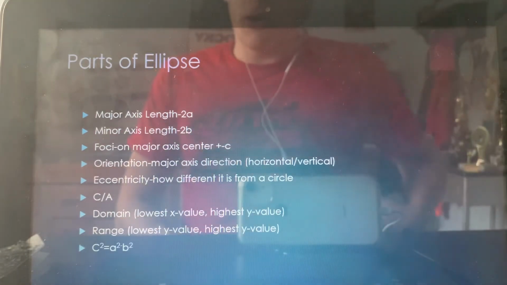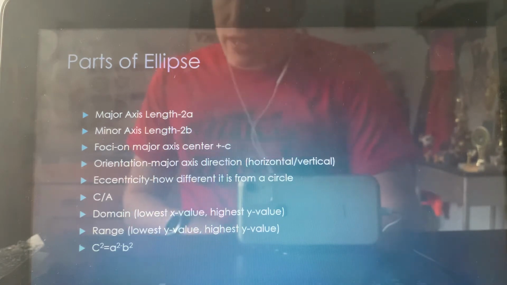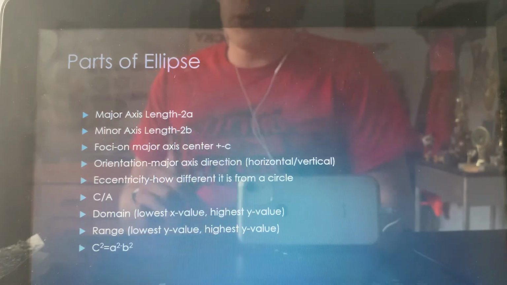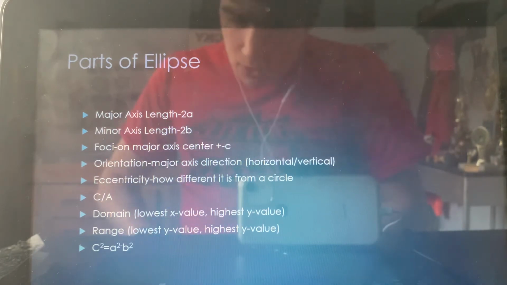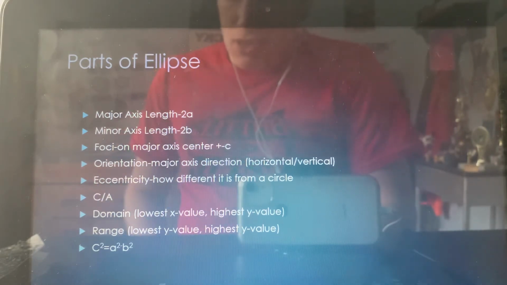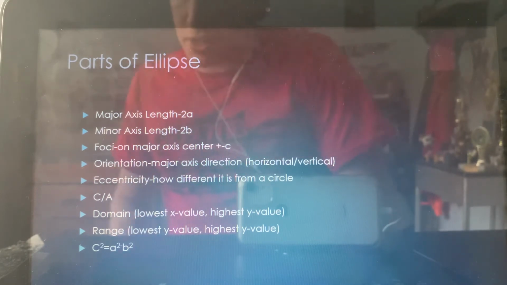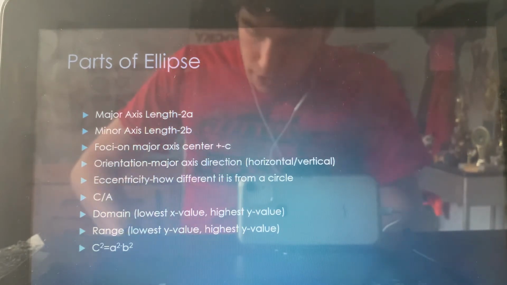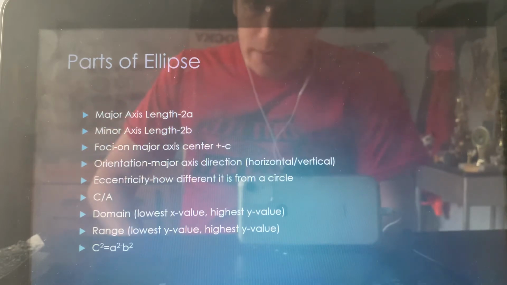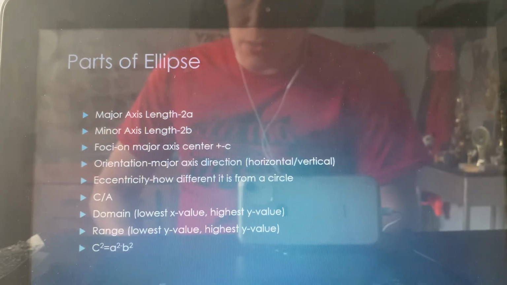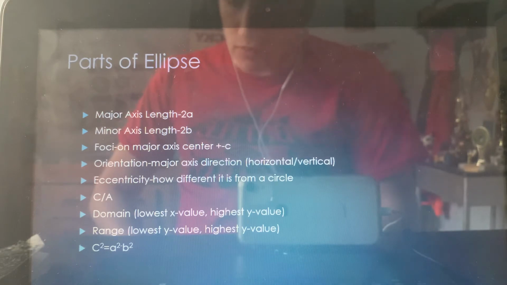Now, these are the parts of the ellipse. The major axis length is 2a. The minor axis length is 2b. Now, the foci are points on the major axis where you take the center and you go plus c or minus c, either horizontal or vertical, depending on which one's the major axis. And that will help you find the a and b. The orientation is either horizontal or vertical, depending on the major axis direction.